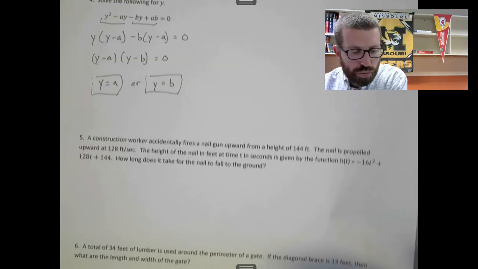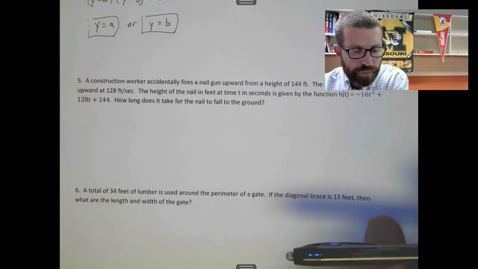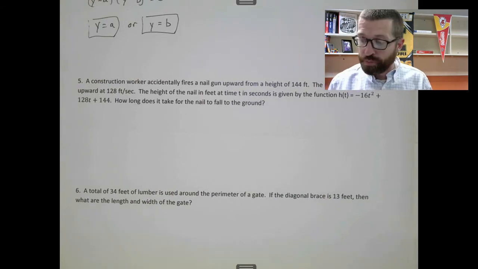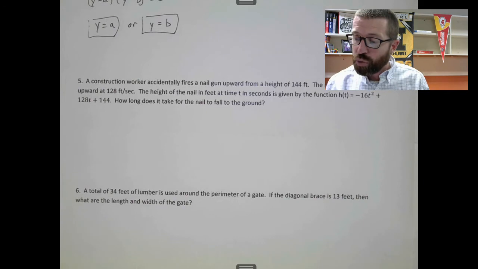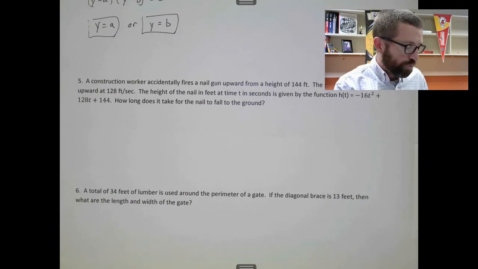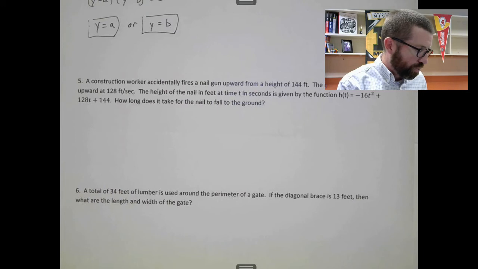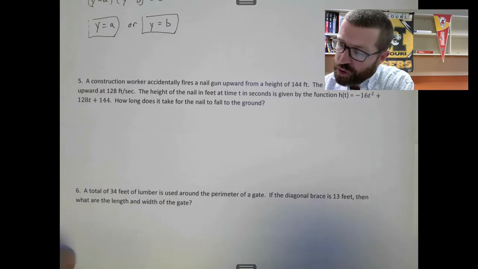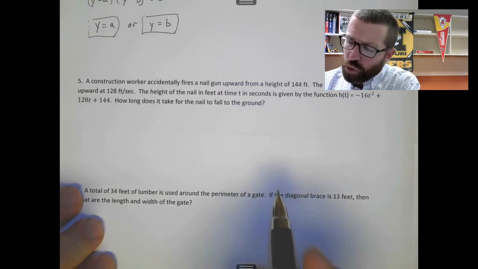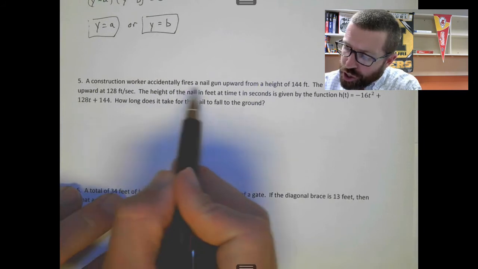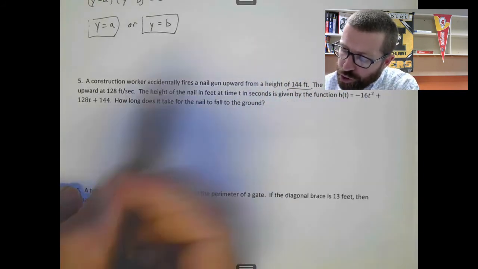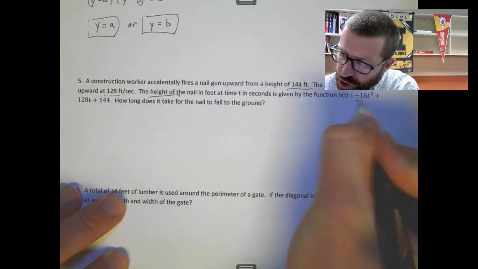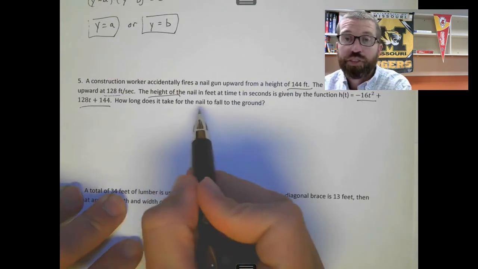Okay, there's going to be 2 more problems we look at, a couple word problems. So take a minute, read through this, pause the video, and see if you can solve this equation on your own. Okay, so they're saying a construction worker fires a nail gun upward from a height of 144. It's propelled at 128. But here's the big thing. The height is given with this function. We want to know how long it takes to hit the ground.